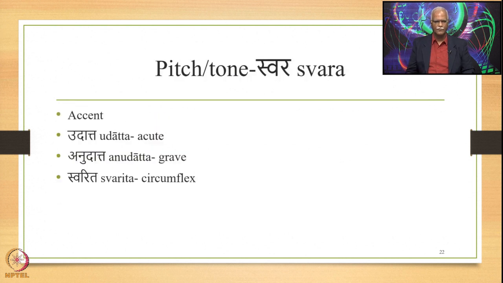And also the accent, the tone or the pitch. There are three accents. These are the features of vowels. And they are udatta, acute, anudatta, grave, and swarita, circumflex. And remember, these are the features only of the vowels. There are certain features that vowels do not have, and there are certain features that vowels do have, and some features which the consonants do not have, and there are some other features which only they have.